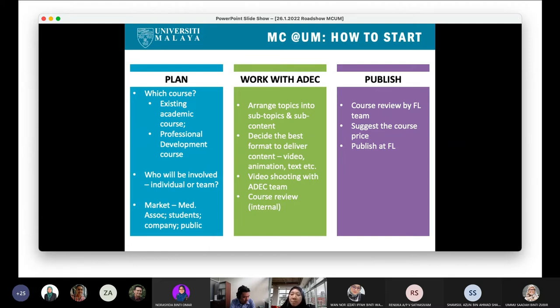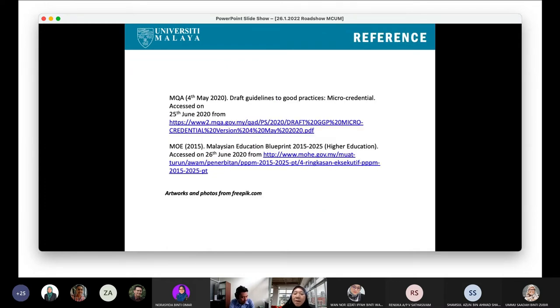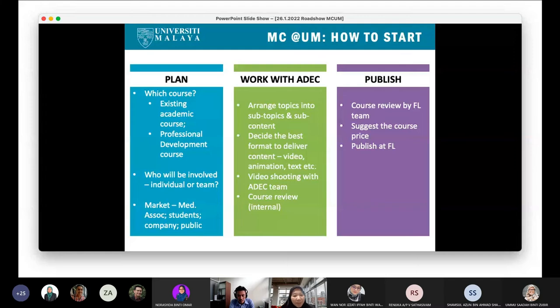They can also help suggest the course price. Remember, for MOOC courses, learners learn for free and pay later when they want to get the certificate, or with MC courses, the learners have to pay upfront. So the price will be suggested by FutureLearn, and then you can publish at FutureLearn. I want to stop talking here, so perhaps we can open for any questions, moderator.